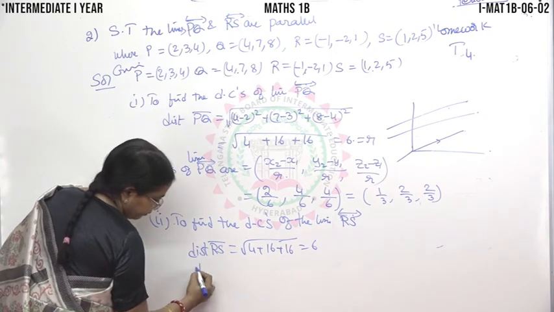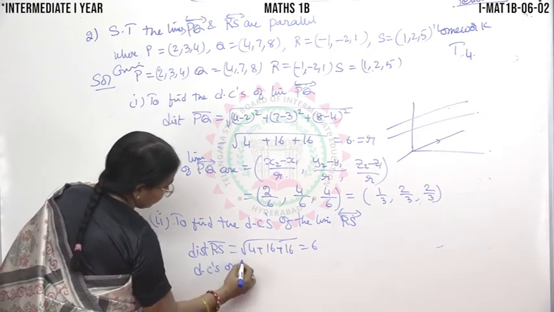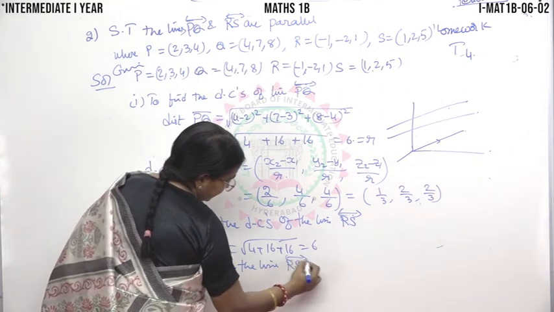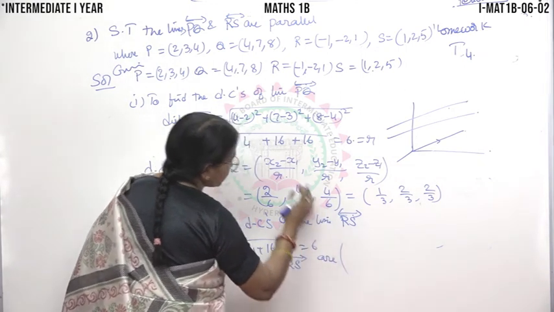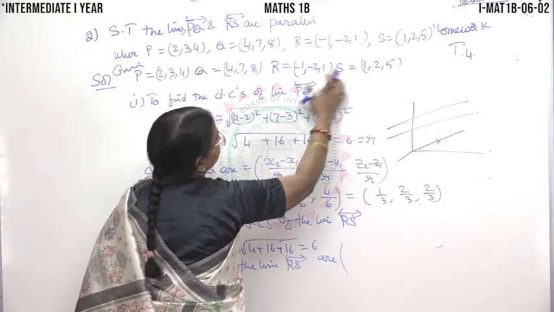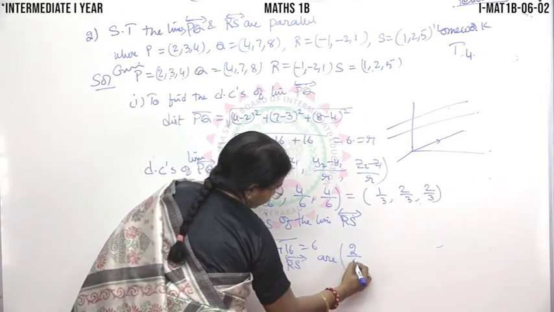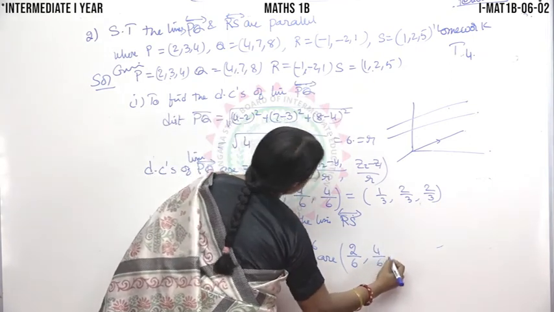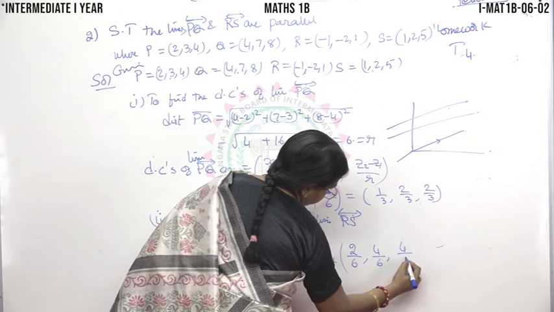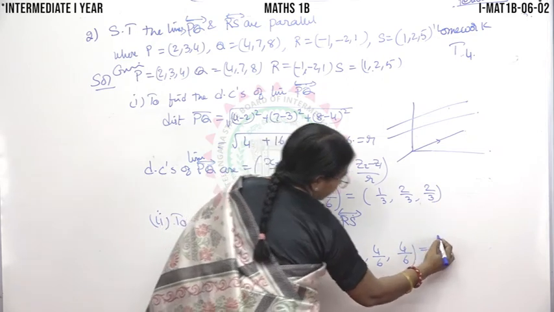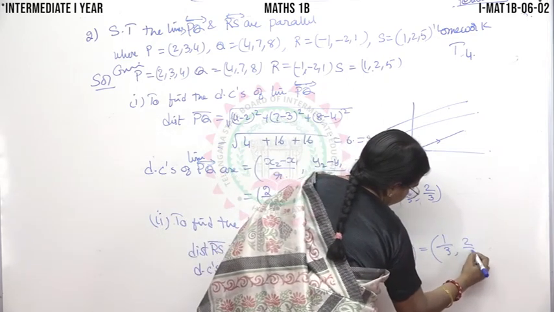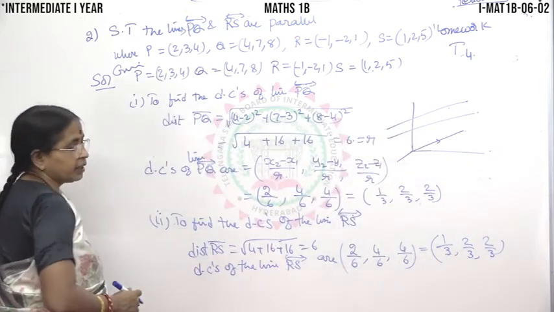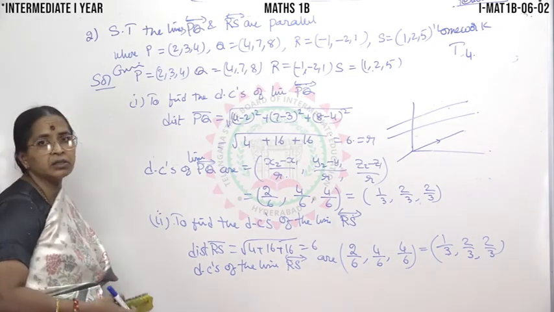Now, we'll find the direction cosines of the line RS. Same formula, (x2 minus x1) by r. So, 1 plus 1, 2, 2 by 6, and then 2 plus 2, 4, 4 by 6, and then again 5 minus 1, 4, 4 by 6. So, again 1 by 3, 2 by 3 and 2 by 3. In the same manner, you find the direction cosines of RS also.